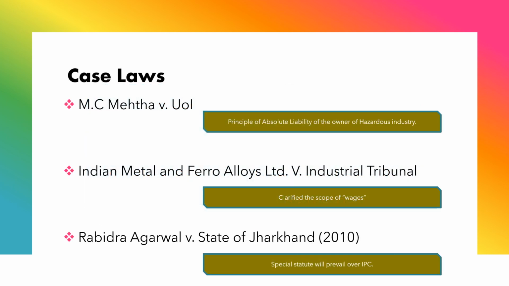Then some of the case laws are like MC Mehta versus Union of India. This case established the principle of absolute liability of the owner of a hazardous industry. Then in Indian Metal and Ferro Alloys Limited versus Industrial Tribunal, the court clarified the scope of wages, that is, what is included in wages. Then in Rabindra Agarwal versus State of Jharkhand, the court held that a special statute will prevail over the Indian Penal Code.